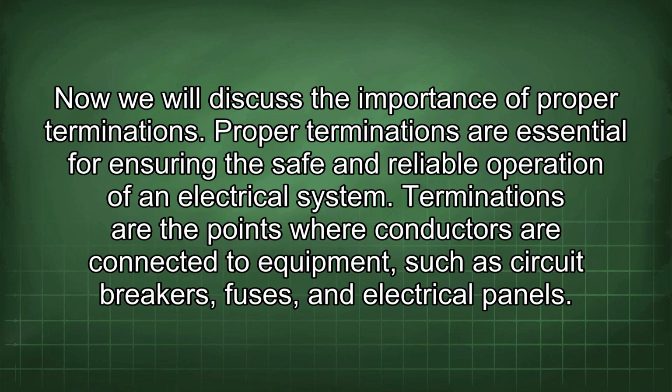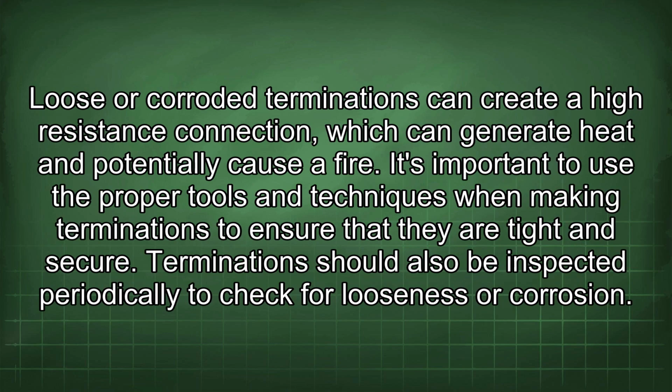Now we will discuss the importance of proper terminations. Proper terminations are essential for ensuring the safe and reliable operation of an electrical system. Terminations are the points where conductors are connected to equipment such as circuit breakers, fuses, and electrical panels. Loose or corroded terminations can create a high resistance connection which can generate heat and potentially cause a fire. It's important to use the proper tools and techniques when making terminations to ensure that they are tight and secure. Terminations should also be inspected periodically to check for looseness or corrosion.